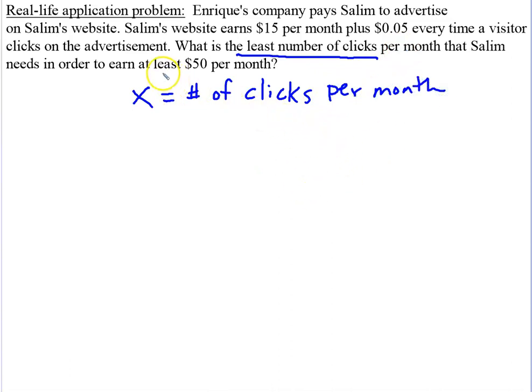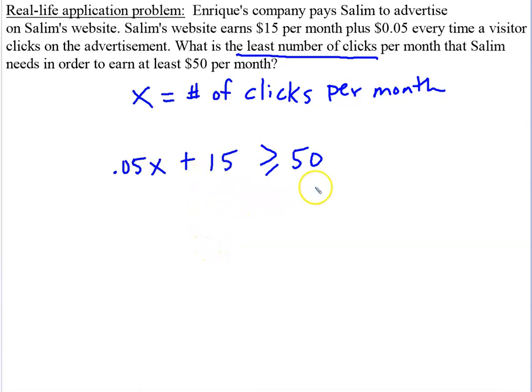All right, and so we want to earn at least $50. So it's going to be greater than or equal to 50. It could be more than 50, but it has to at least be 50 at a minimum. All right, so what else do we know? 5 cents every time a visitor clicks, so 5 cents times the number of clicks. And we get this $15 a month flat fee. Doesn't really matter how many clicks, it's just going to be a flat $15. So that sets up our inequality.